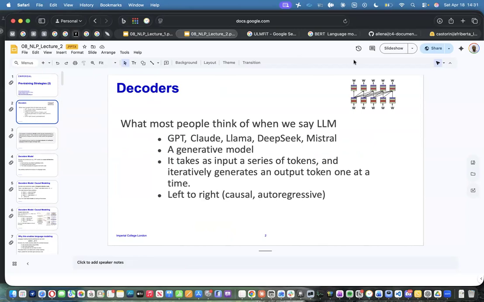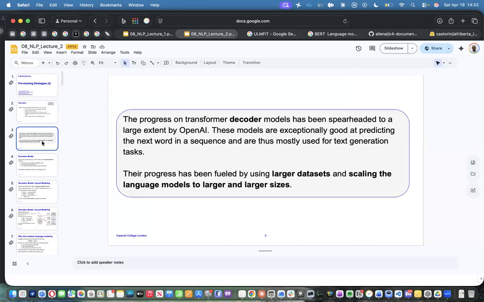Now, when you talk about LLMs, people just think about all this stuff: GPT, Claude, Llama, DeepSeek, Mistral. All these LLMs that we see are based on decoder-only models. So they are only decoders. The progress on Transformer decoder models has been spearheaded by OpenAI, because they are the ones that started using GPT.